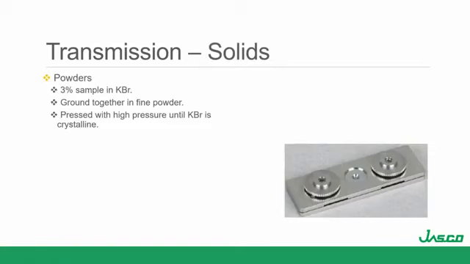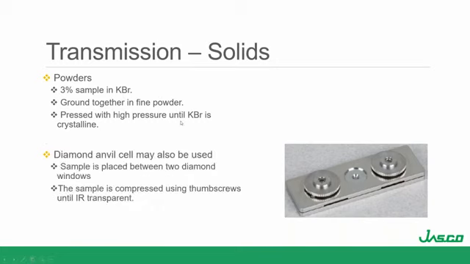So, transmission of solids. If you want to make a KBr press or KBr pellet, you mix 3% of the sample in with KBr, and then you grind it into a fine powder, and then there's a high pressure clamp that will compress the sample until it's crystalline. So it takes a decent amount of effort to create these KBr pellets.